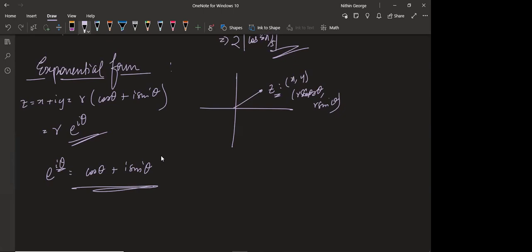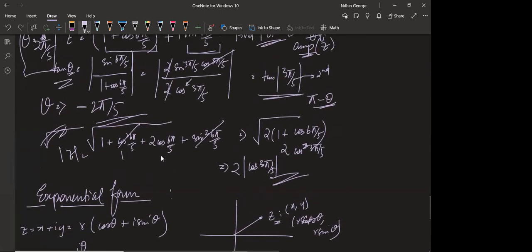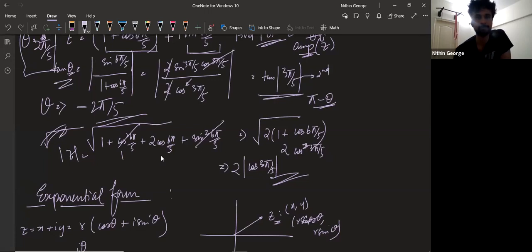Sir, in the previous question was the answer minus 2 pi by 5 or 2 pi by 5? Minus 2 pi by 5 was the correct answer.